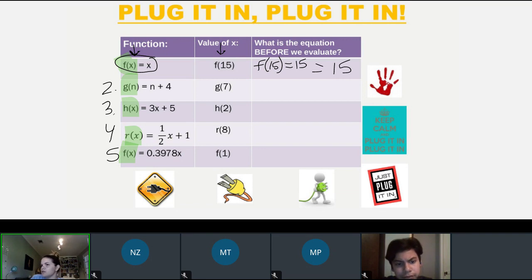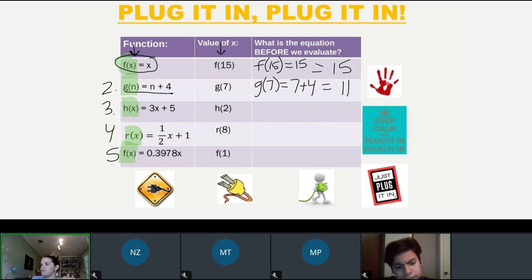G of n equals n plus 4. So we want to evaluate g of 7. So I'm going to write it out. G of 7 equals, I go back to my original equation, 7, good, plus 4. Exactly. And then I just do my math. 7 plus 4 is 11.